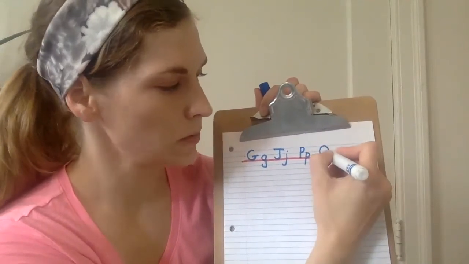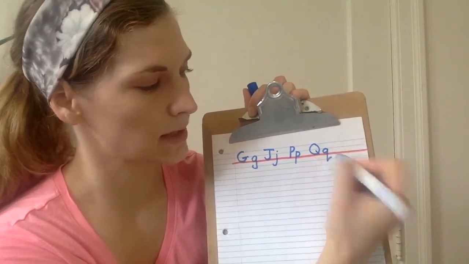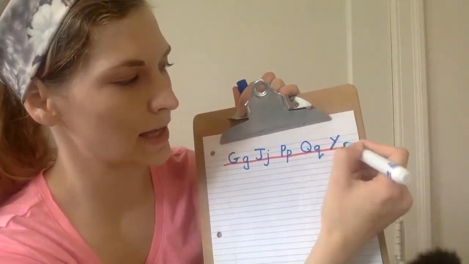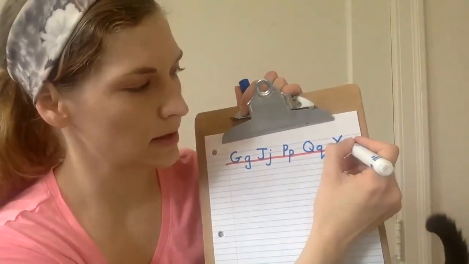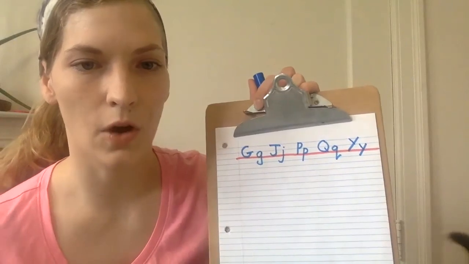Next, we'll do Q. Capital Q is tall, but lowercase goes below. And the last one we're going to look at is Y. Capital Y up here in the tall letter space, but lowercase y is going to go below.